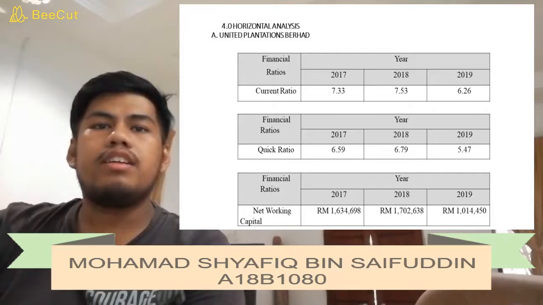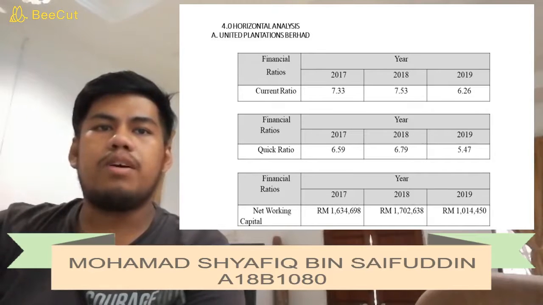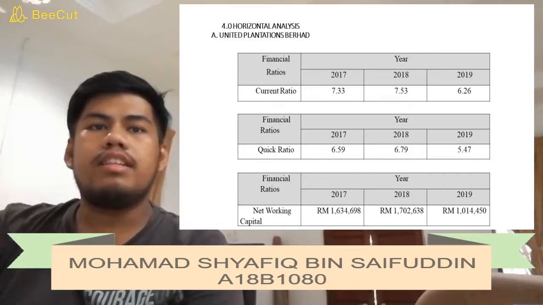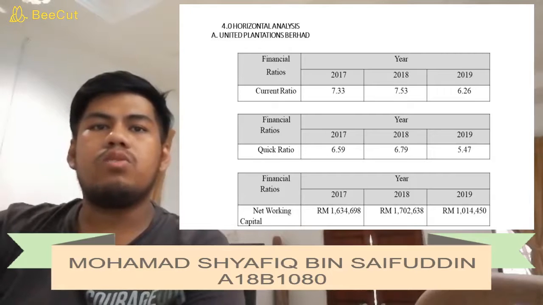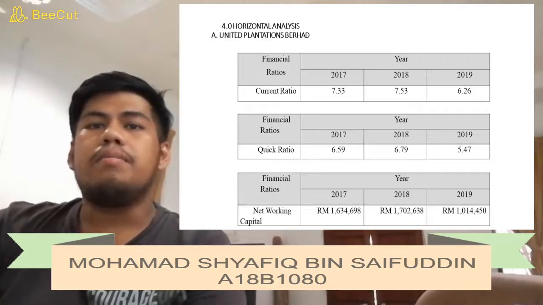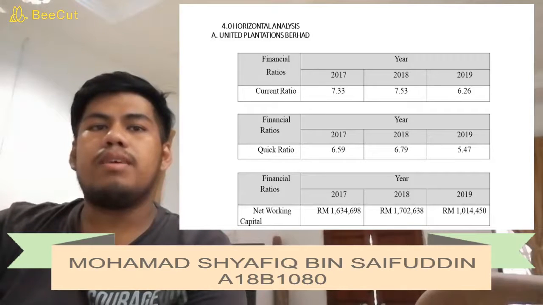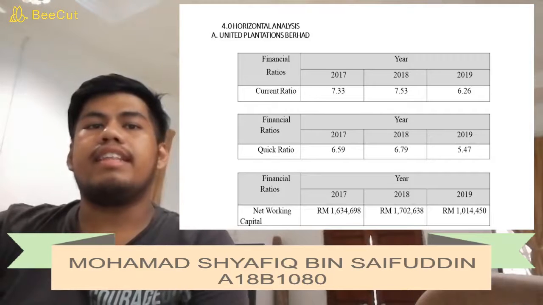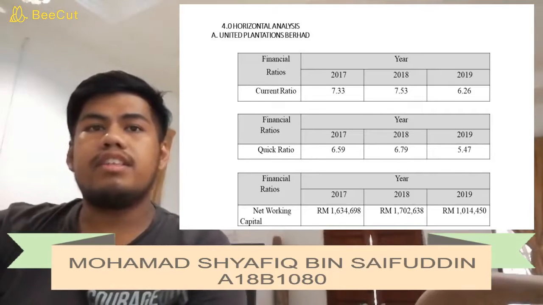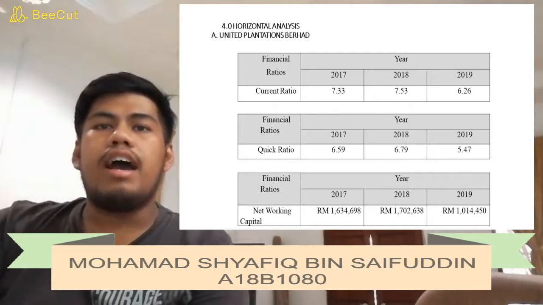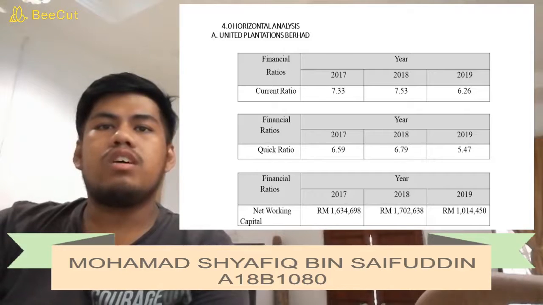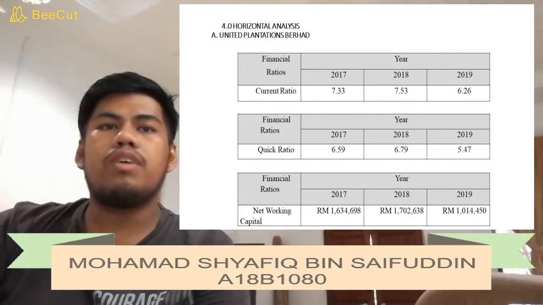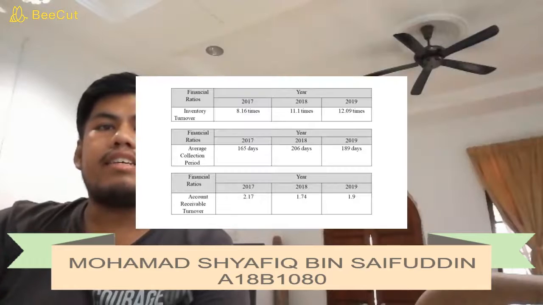In these 3 years, United Plantation Berhad showed a positive net working capital. The net working capital increased from RM1,634,698 in year 2017 to RM1,702,638 in year 2018, but it declined to RM1,014,450 in year 2019. The inventory turnover slightly increased from 8.16 in year 2017 to 11.1 in year 2018 and increased to 12.09 in year 2019.